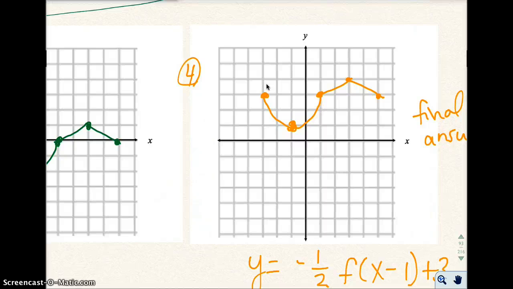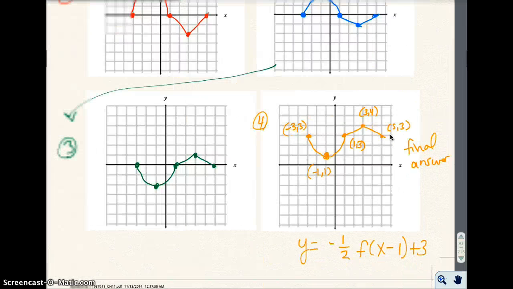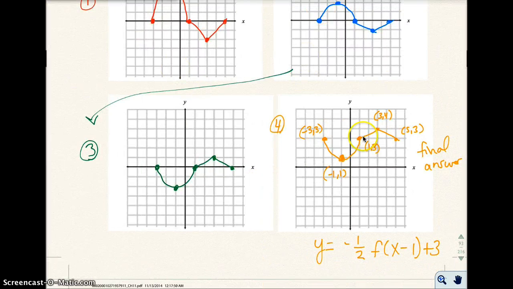So I have negative 3, 3, right there. Negative 1, 1, 1, 3, 3, 4, and 5, 3. The reason I do that is because when I'm grading this, if you label all your points in the final answer, it's a lot easier for me to grade and see that you got the correct points. You don't have to label the points here, just your final answer.